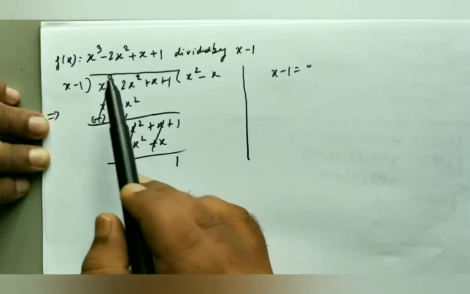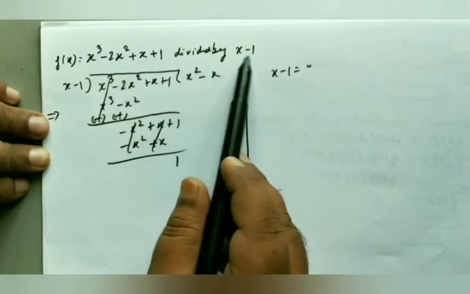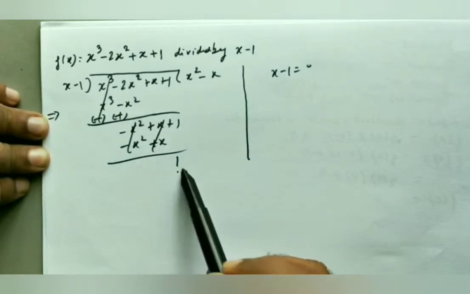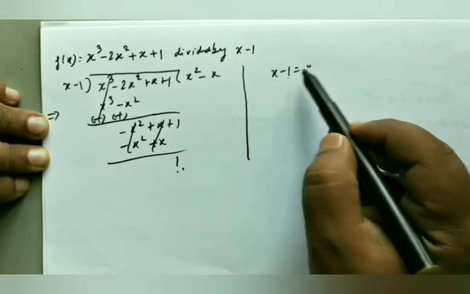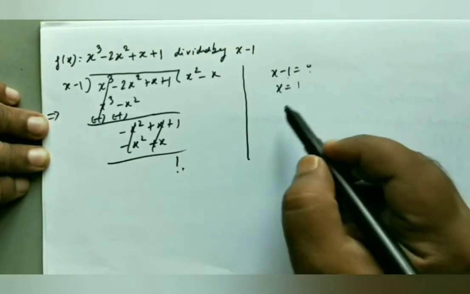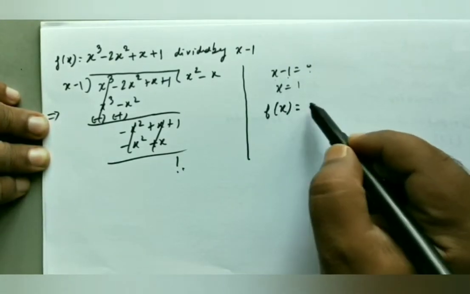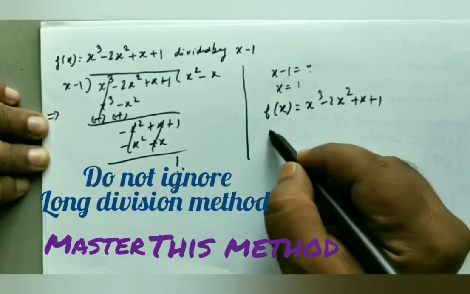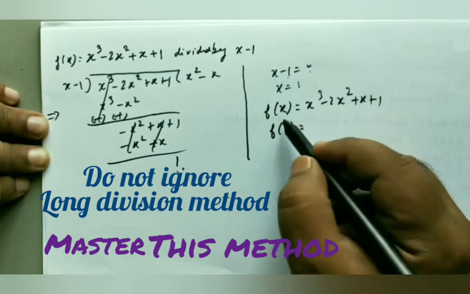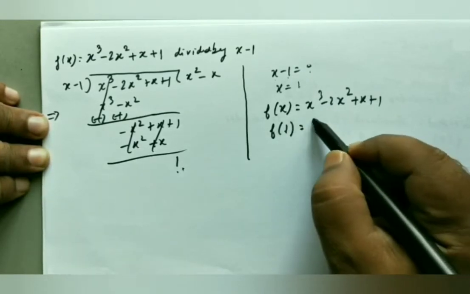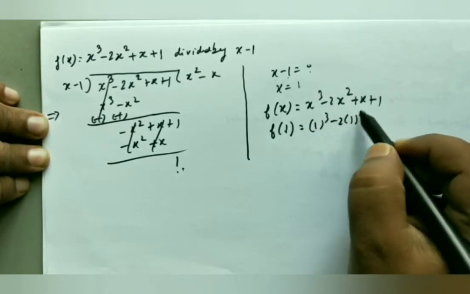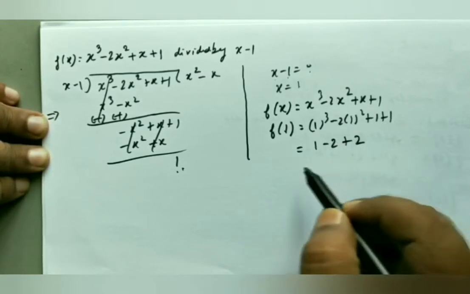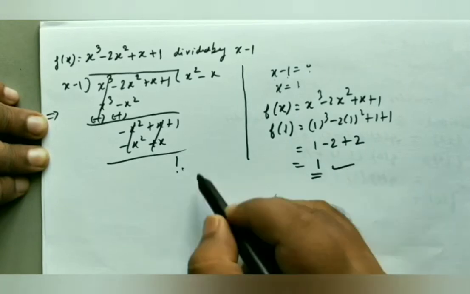Now, if this is f(x) and it is divided by x minus 1, by the long division method we get remainder 1. If I check by the remainder theorem, I'll write x minus 1 is 0, so x is equal to 1. Since f(x) is equal to x cube minus 2x square plus x plus 1, if I put 1 here, I should get the same remainder. Let us check. 1 minus 2 plus 1 plus 1. 1. So, correct.